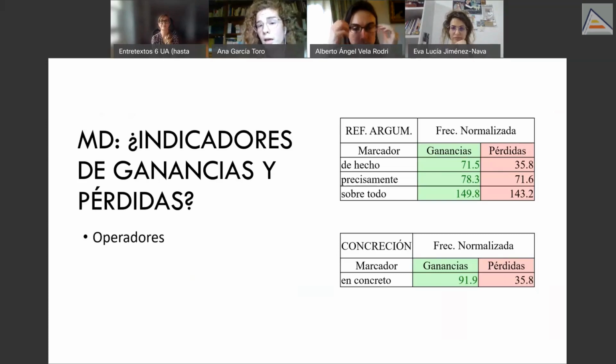Y en cuanto a los operadores de concreción, nos pasa un poco igual que con los reformuladores, porque solo encontramos uno con una frecuencia normalizada tan alta, pero sí que podemos crear una tendencia de que este tipo de marcadores se dará más en las empresas con ganancias porque les interesa mostrar los datos concretamente, mostrar ejemplos, de alguna manera justificar sus argumentos y sus buenos resultados.